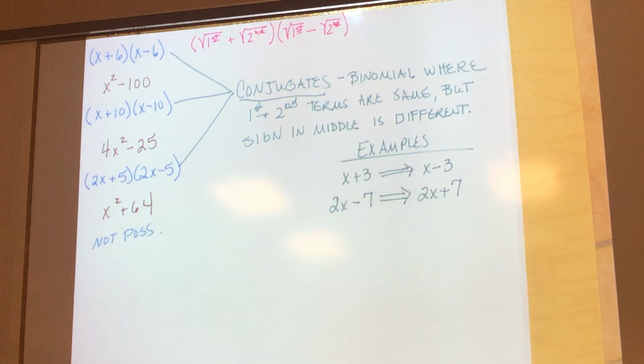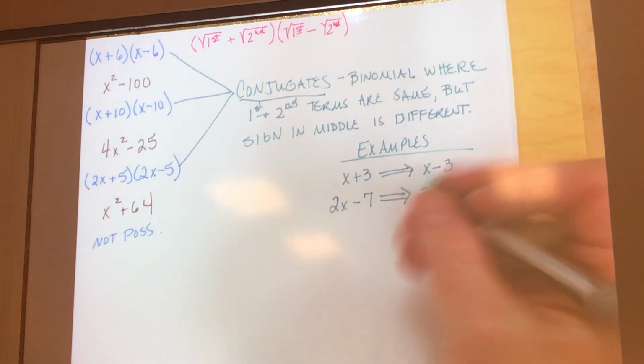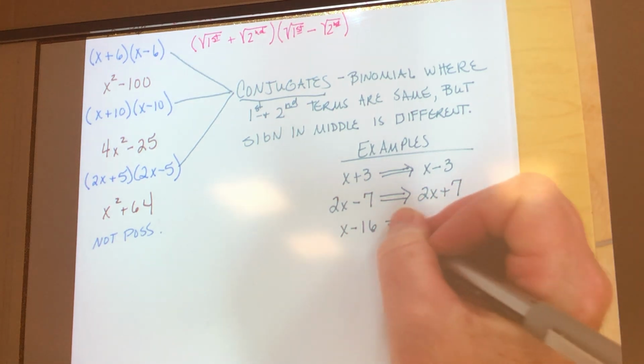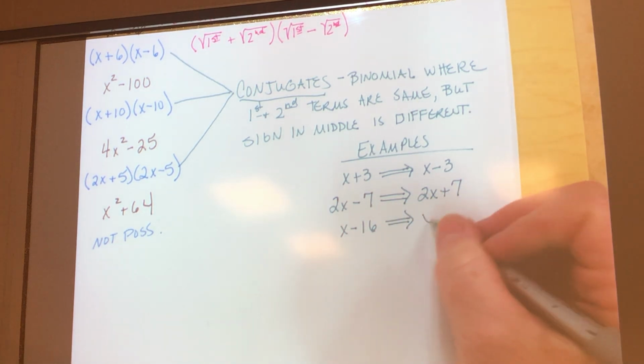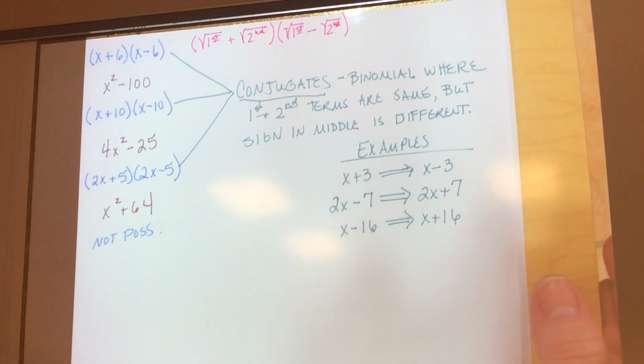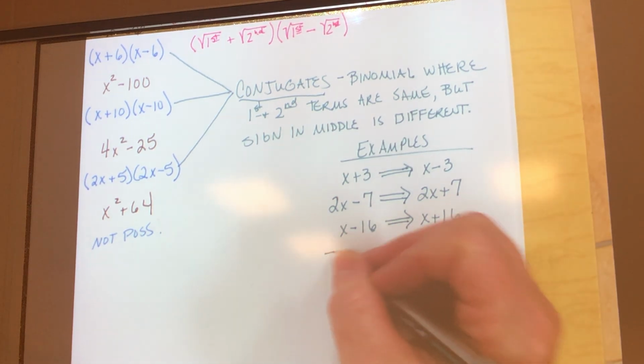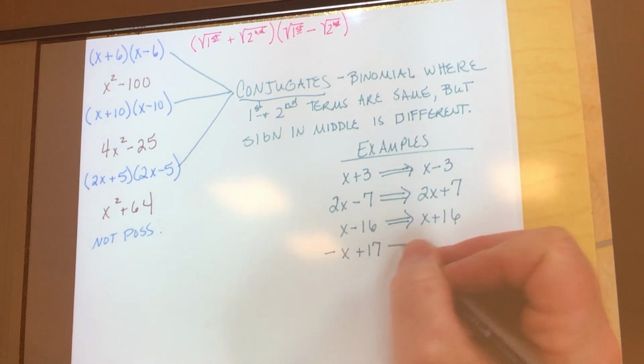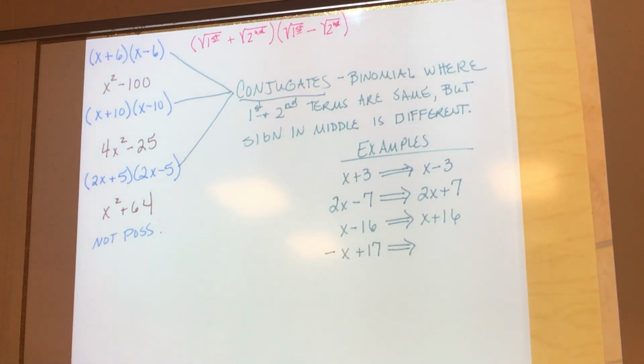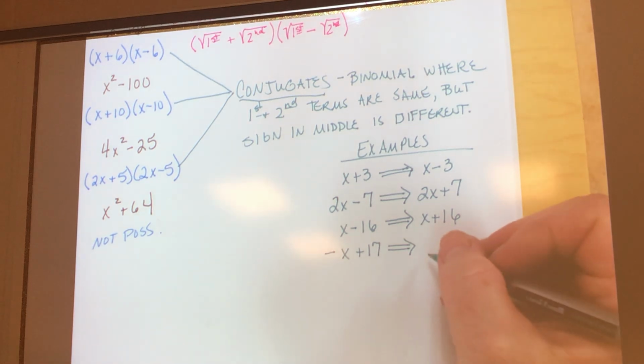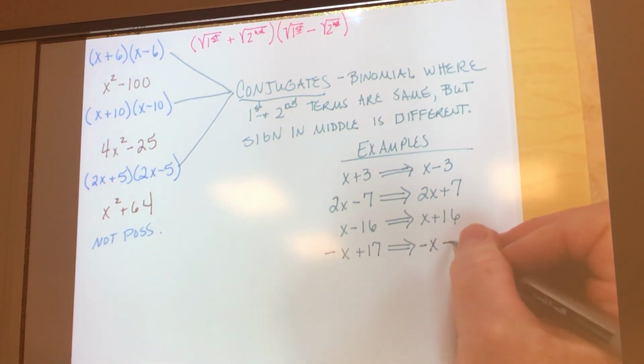Is this hard? No. Okay, what about this one? X minus 16, what's its conjugate? X plus 16. Anybody got a question? Okay, we're going to do one more. This one's going to be tricky. I'm going to try to trick you. But y'all listen to me, these rules apply. Don't say the answer out loud, just write it down. Negative X plus 17. What's its conjugate? Very good. Negative X minus 17.